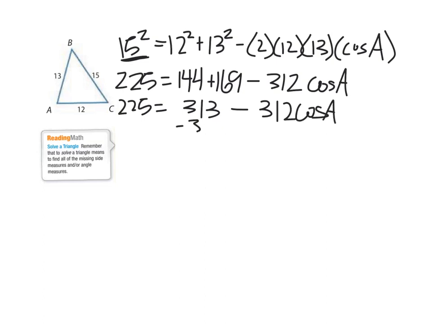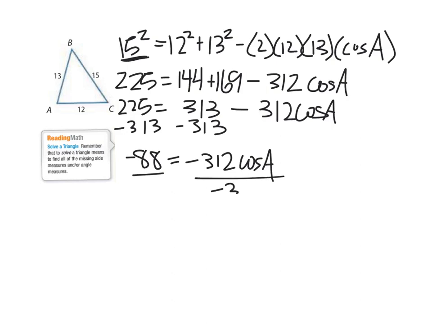Now I'm going to subtract 313 on both sides. It's okay that I get a negative number. Negative 88 is equal to negative 312 times the cosine of A. Since it's being multiplied, I divide both sides by negative 312. So negative 88 divided by negative 312 gives me positive 0.282051281. So that's going to equal the cosine of A.